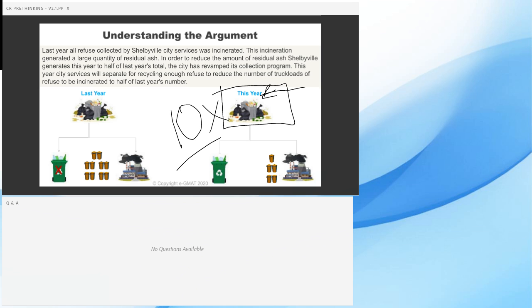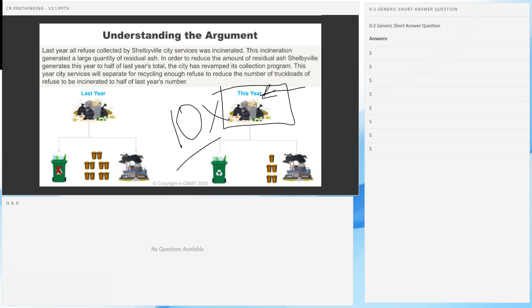And this is where translating language is important. This year, city services will separate for recycling enough refuse to reduce the number of truckloads to be incinerated to half of last year's number. What it's saying is, regardless of how much garbage we collect, we are only going to send half as many trucks as we sent last year. Can you see this? It's a simple translation of English.